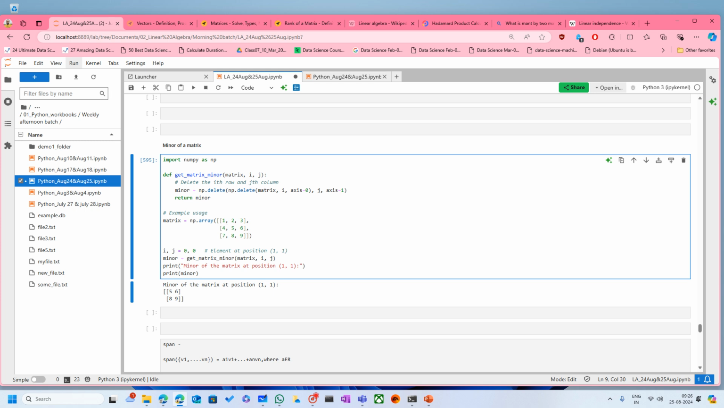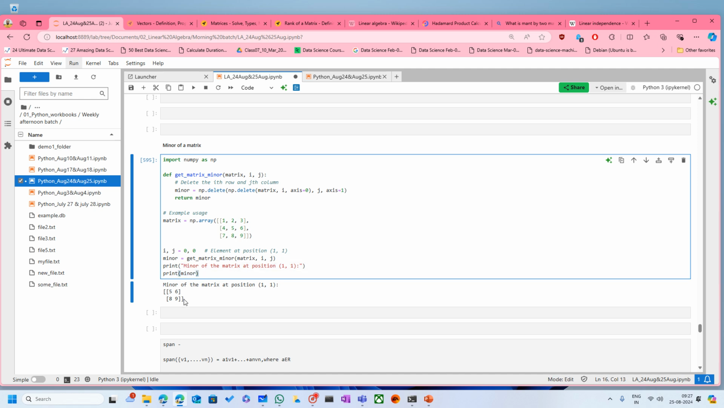The first element is not 1 and 1, instead it is 0 comma 0. So if you take the element as 0 comma 0, you'll get 5689. That is the minor of the matrix. This is how you can get the minor, deleting the ith row and jth column. So if you just pass the value, you'll get the minor.